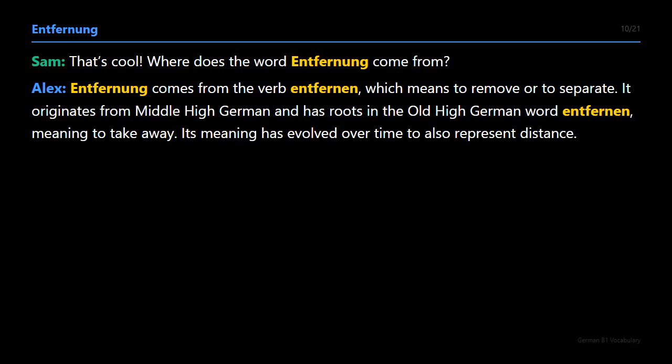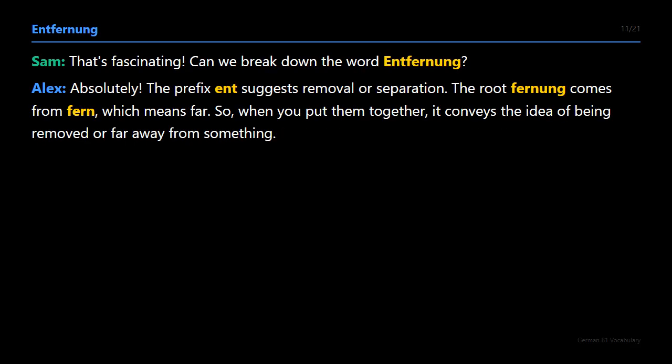That's fascinating. Can we break down the word Entfernung? Absolutely. The prefix ent- suggests removal or separation. The root Fernung comes from fern, which means far. So, when you put them together, it conveys the idea of being removed or far away from something.